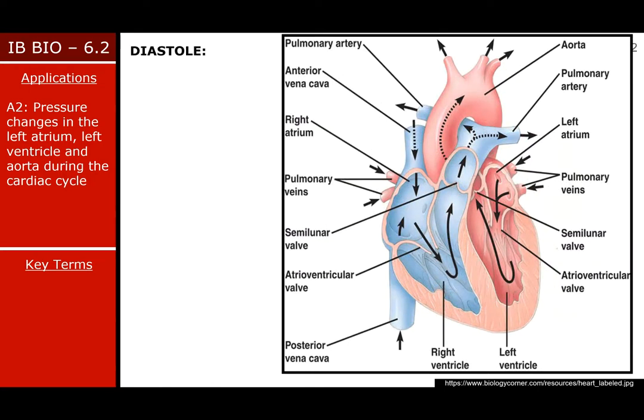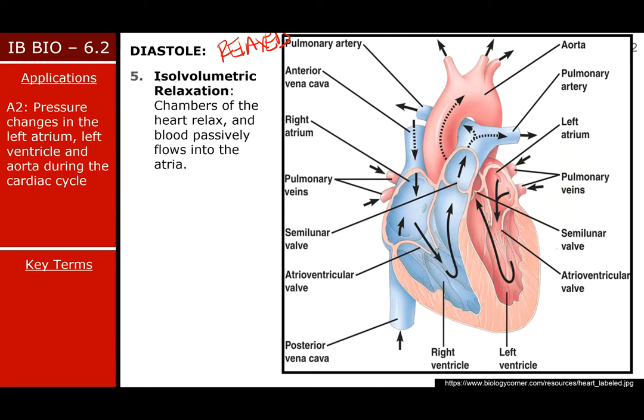Okay, now let's talk about diastole. And now this is when the heart is relaxed. Okay. You've got isovolumetric relaxation. Isovolumetric, no change in volume, meaning no blood coming in or out. Well, there's a little coming in, but you're not changing the pressure very much. The chambers of the heart relax, everything kind of sags and releases, and then blood is going to passively flow into the atria. It's just kind of dribbling in. It's not pushing really hard. It's just passively flowing into this first chamber.